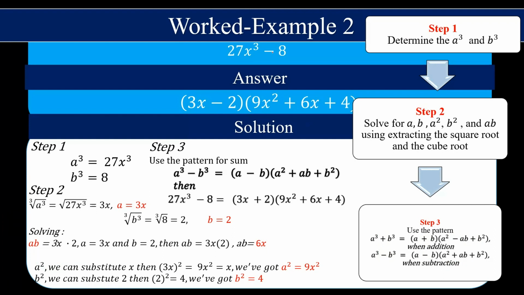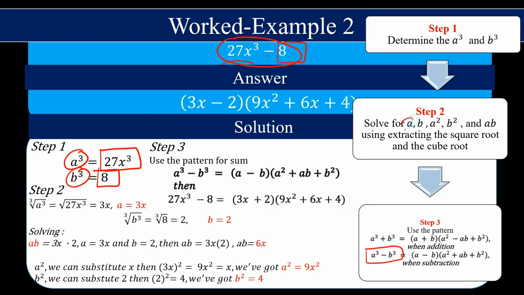Step number 1, again, the given is 27x cubed minus 8. For this product, the first thing to do is to determine what the a cube is. The a cube here is 27x cubed. And the b cube is the number 8. So, how about the negative there? We are actually following a pattern here, the pattern from step number 3. Let's continue at step number 2.